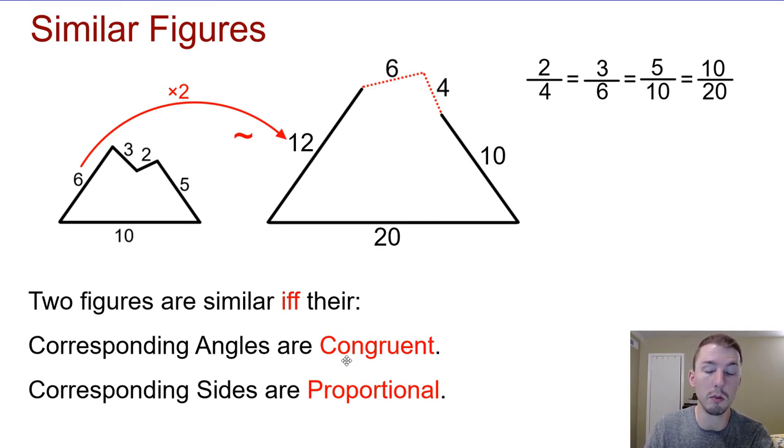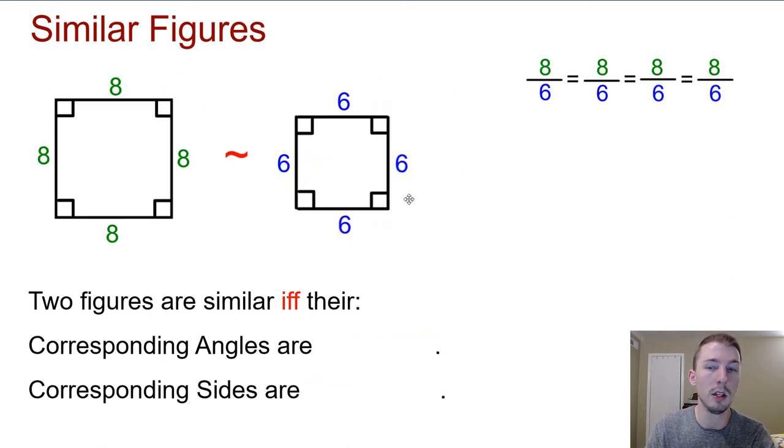All the corresponding angles must be congruent, and the corresponding sides must be proportional in order for figures to be similar. So here's another example.